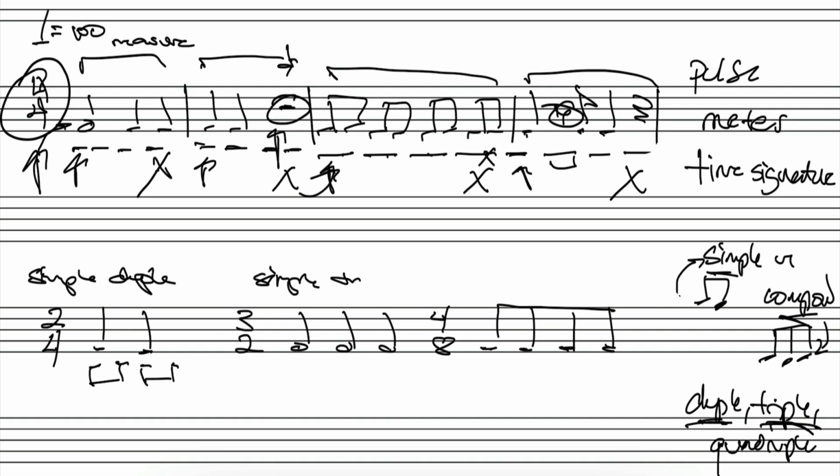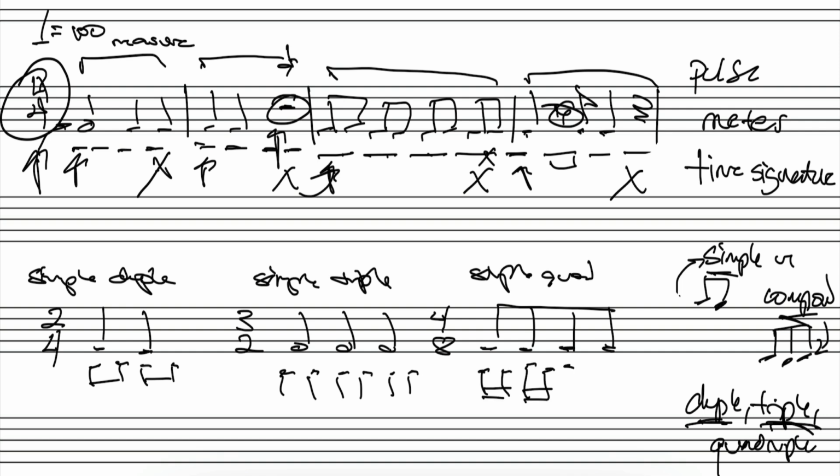3/2 is a simple triple meter where each beat subdivides into quarter notes. 4/8 is a simple quadruple where each beat subdivides into sixteenths. From listening to a piece, we don't know if the meter is written in 4/4 or 4/8 or 4/2. What metric value gets the pulse is up to the composer or the arranger. That's just a notational choice.